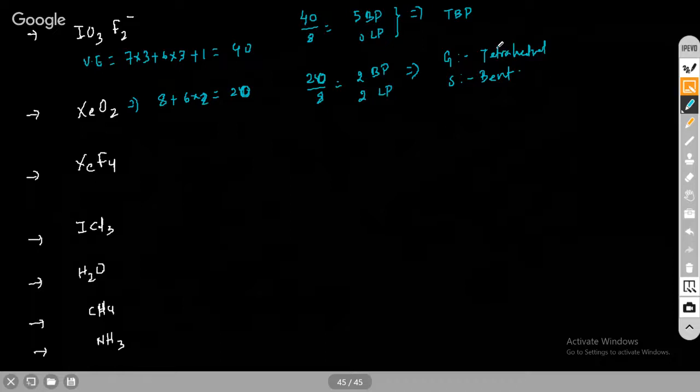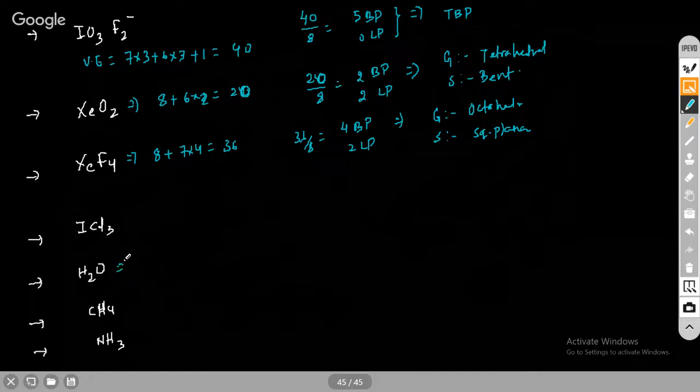I'll tell you hybridization also. Wait. Let me finish this first. XeF4: 8 plus 7 into 4, that is 36. So 36 by 8 gives you 4 bond pair and 2 lone pair. Right? So with 4 bond pair and 2 lone pair, the geometry will be what? Octahedral. And shape will be square planar. Like this you can do it.